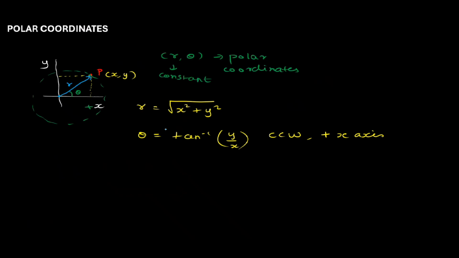So these are polar coordinates in terms of Cartesian coordinates. We can show the inverse relationship as x equals r cosine theta and y equals r sine theta. So this is how you find polar coordinates r and theta with the help of Cartesian coordinates, or Cartesian coordinates from polar coordinates.